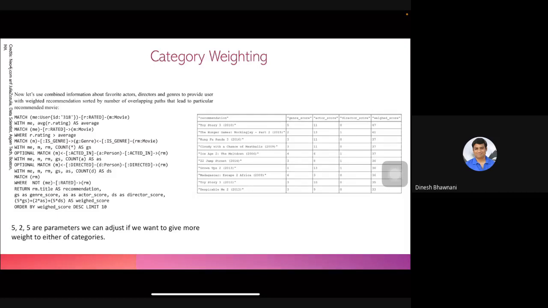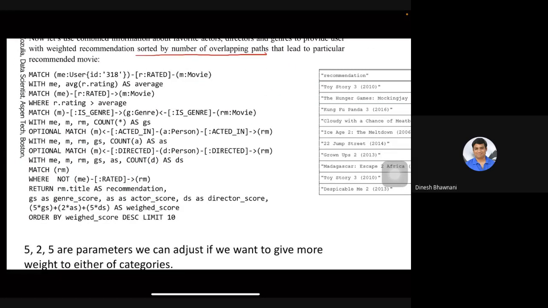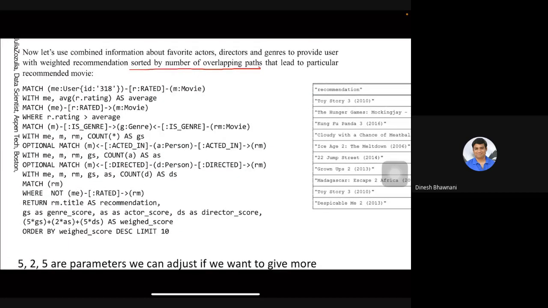So this is some new thing that has come. Number of overlapping paths. Because if you are going to put so many people there, so many nodes there, overlaps are bound to happen. Sorted by overlapping paths that lead to particular recommended node. So you've already done a lot of things, nothing to be worried about. All you have to do is, when too many people come together, you have to start being careful about weights. This is the thing where you have to see how the weights were applied.